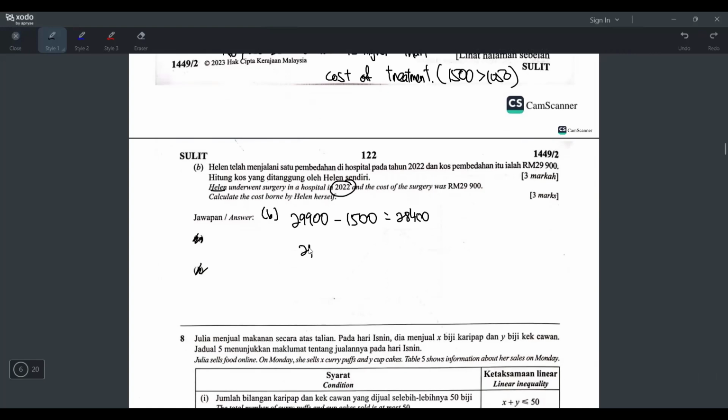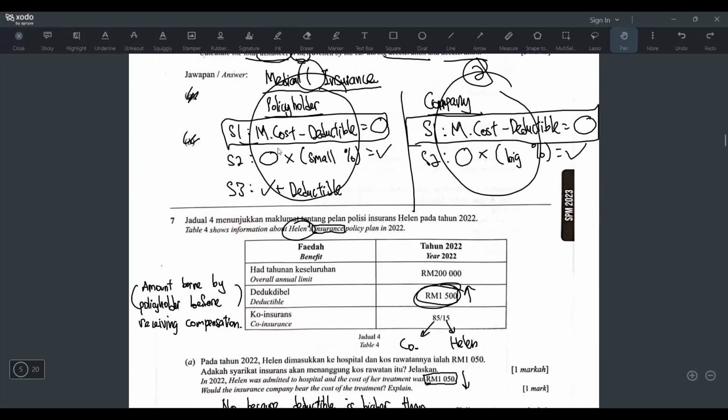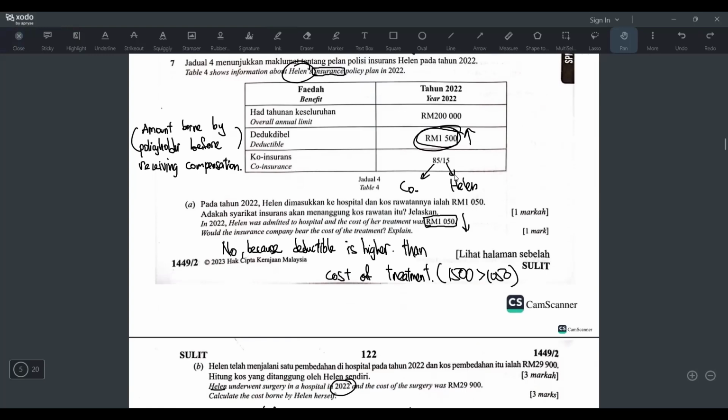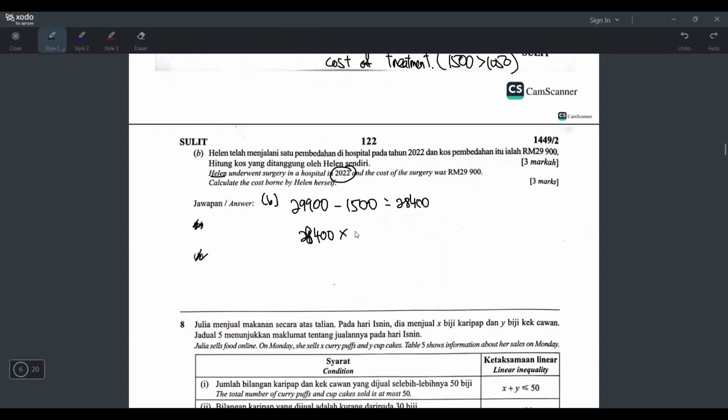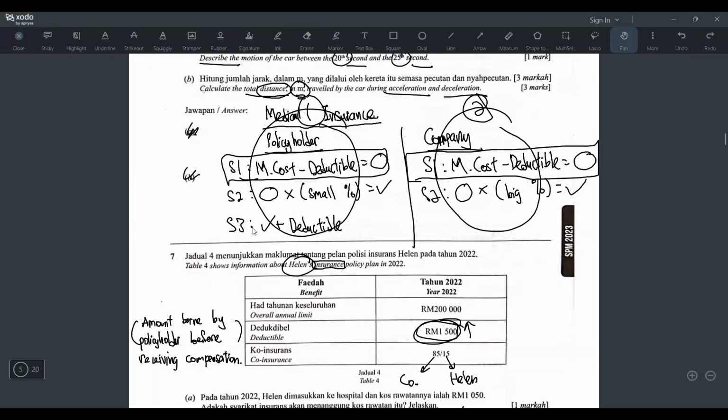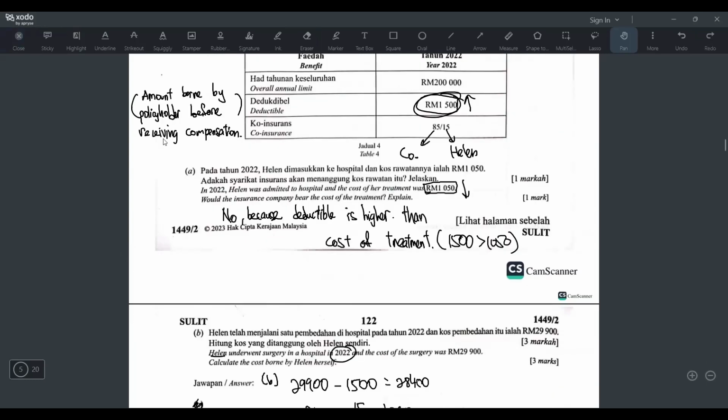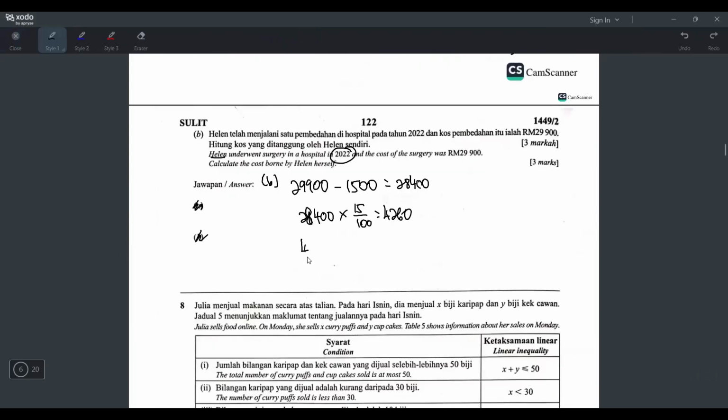And the next step is 28400 times the co-insurance percentage. According to the step, here we multiply by the small percentage. Yes, because you are calculating for what Helen bears. Usually the policyholder bears the small percentage. So 15%, multiply by 15 over 100. Press the calculator again, you get 4260. And then finally step 3. Step 3 is the answer plus the deductible. So 4260 plus deductible 1500, and the final answer is 5760. I should write RM actually.